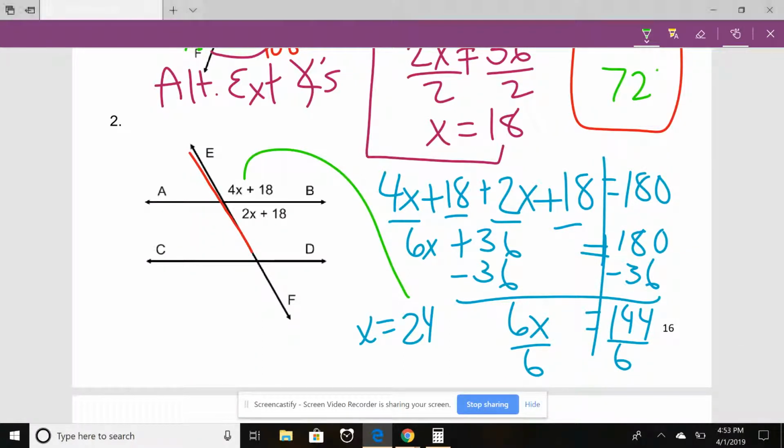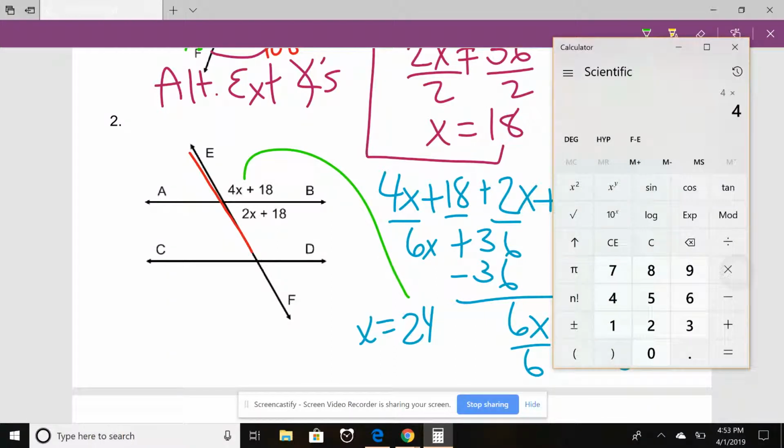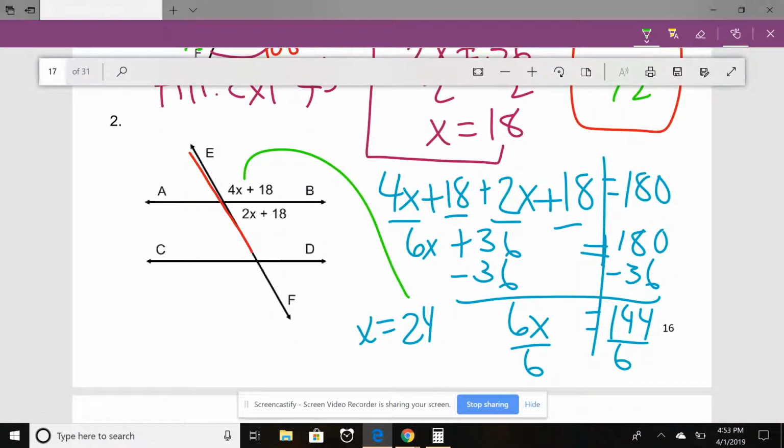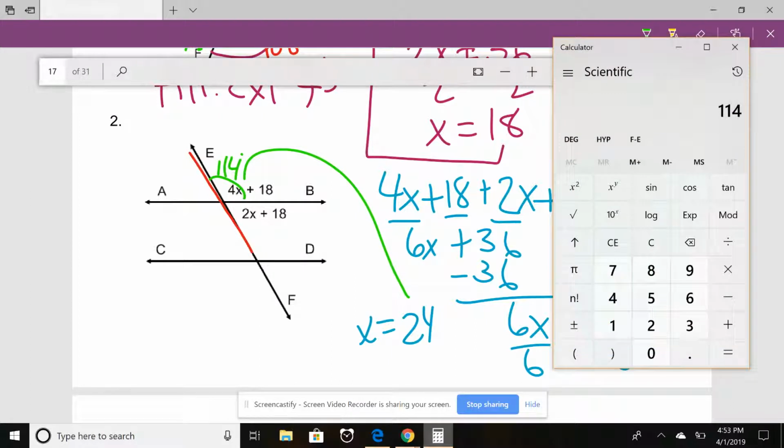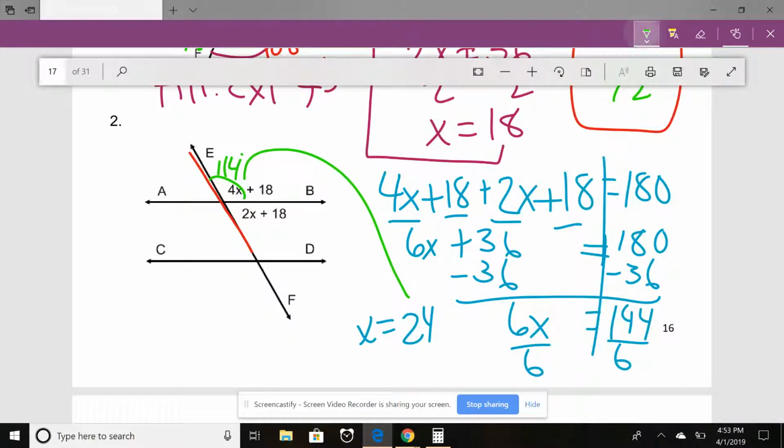So you get 4 times 24 plus 18, which is 114. So this is going to be 114 degrees. And that means the other one should be 66. But let's double check. 2 times 24 plus 18 is 66. So the other angle is right here, 66 degrees.